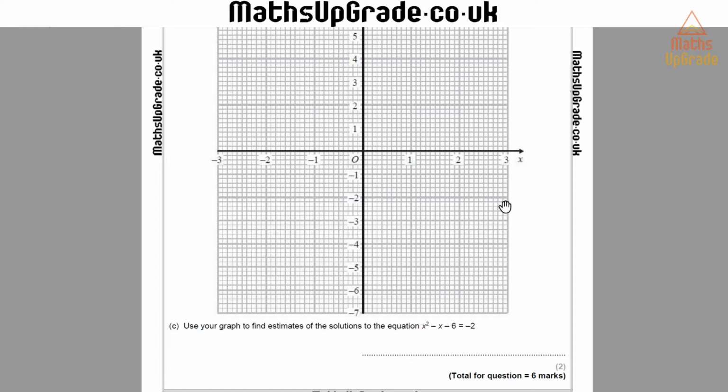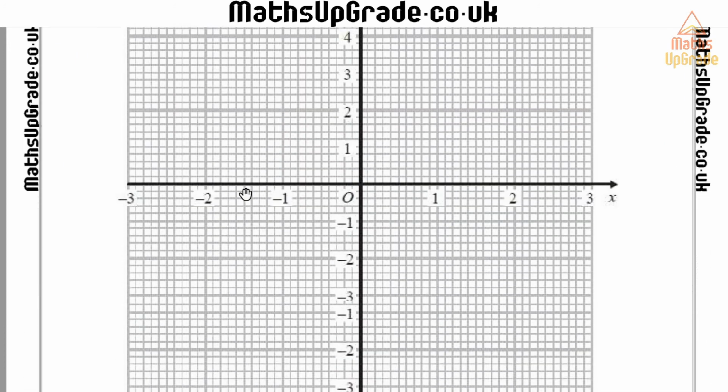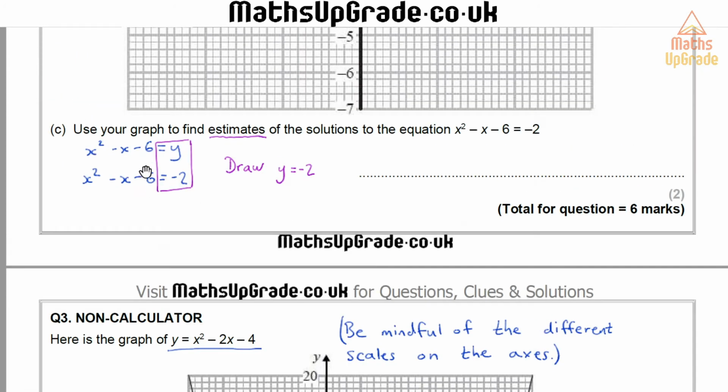Now, the last part of the question asks us to use our graph to find estimates of the solutions to the equation x squared minus x minus 6 equals negative 2. Now if you compare the equation which I was given above, which is here, with this equation, if you write them above one another, you'll notice that they look like this. So here's the equation of the graph I've drawn, and here's what I need to find estimates to the solutions to. So you can see, since x squared minus x minus 6 equals y, and x squared minus x minus 6 equals negative 2, y must equal negative 2 at that point. So y equals negative 2.